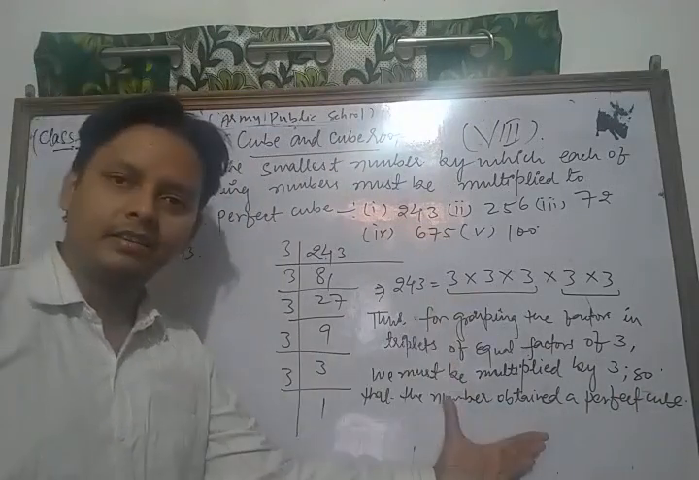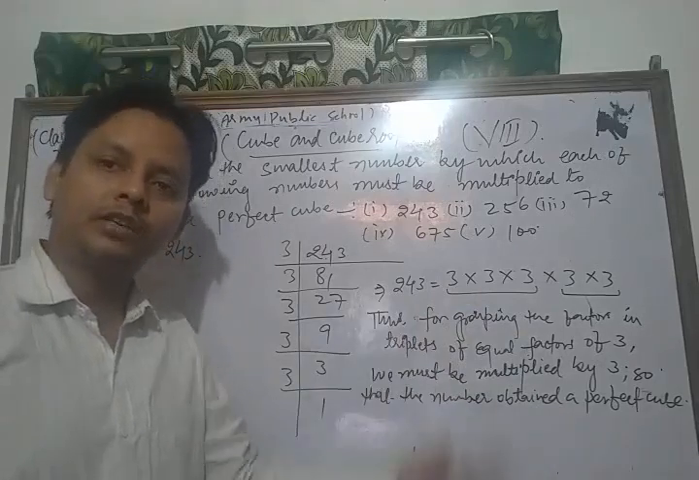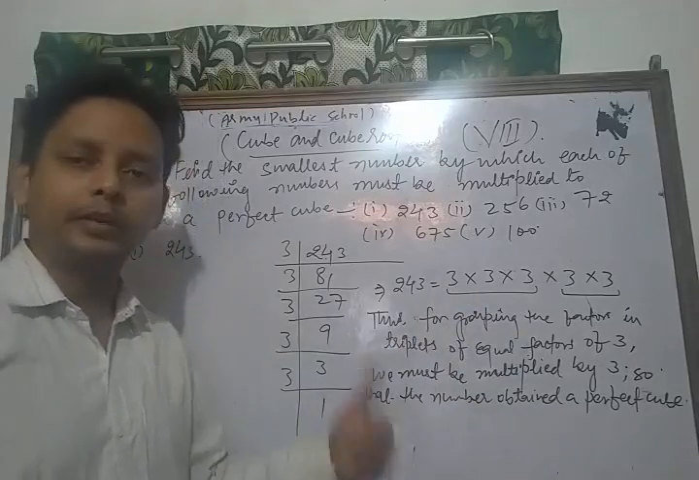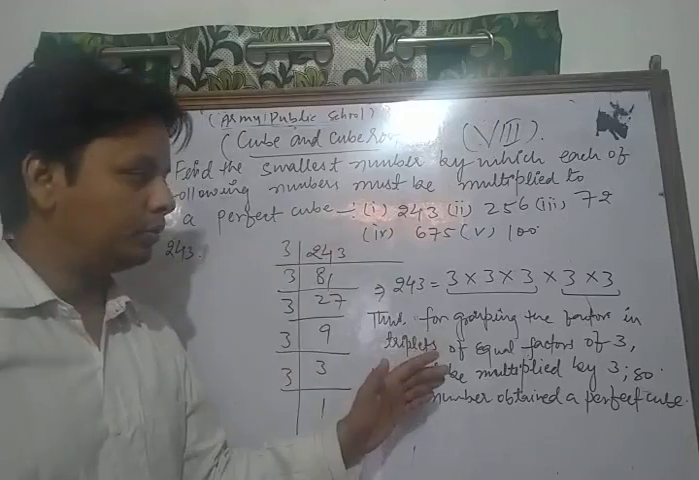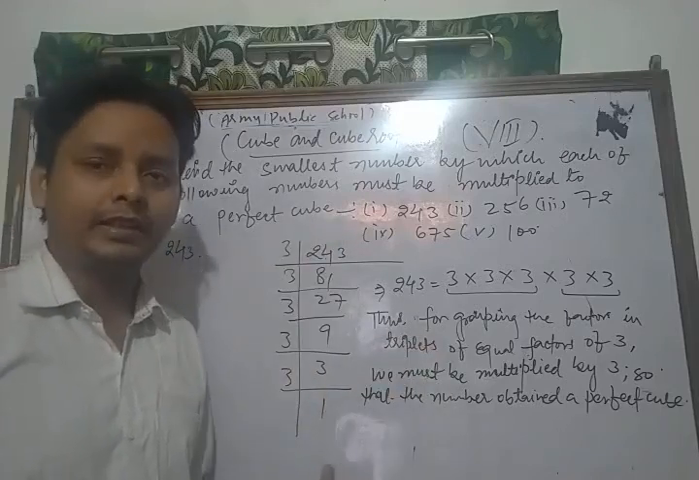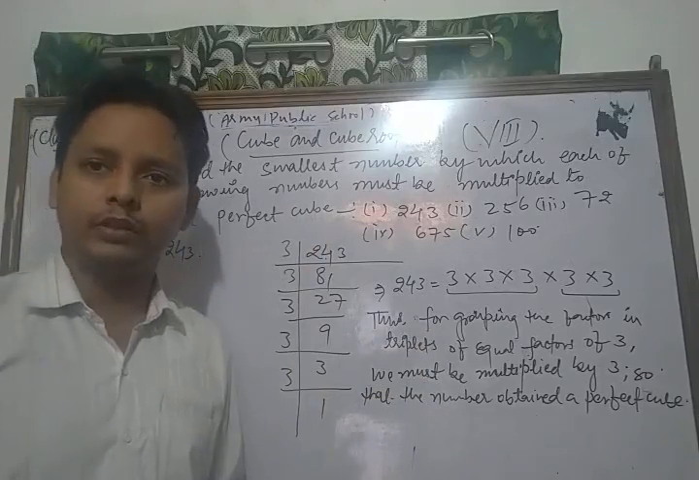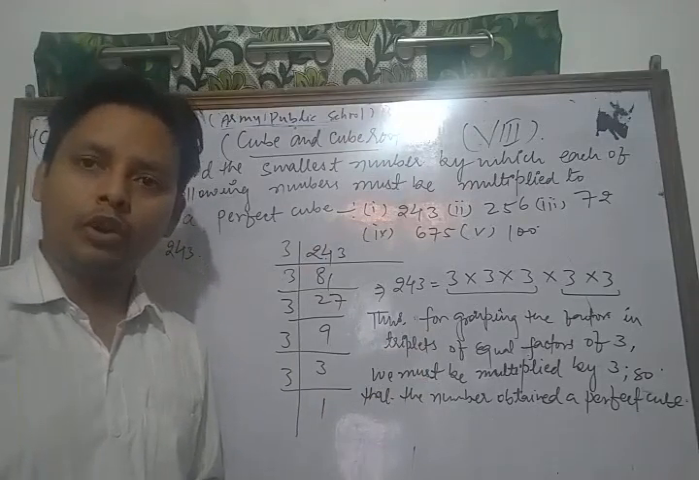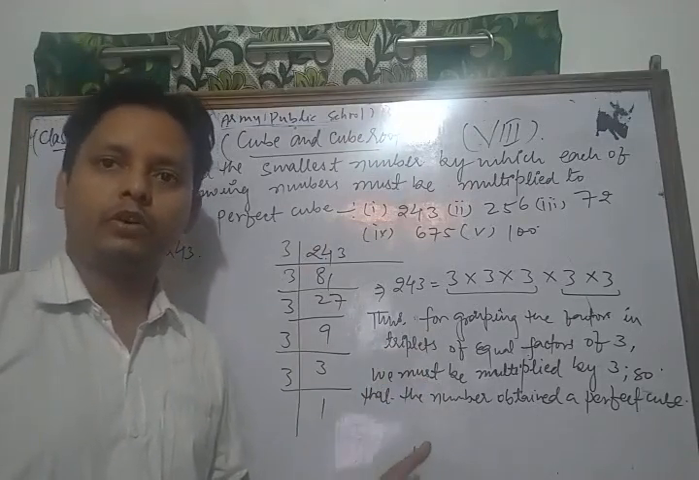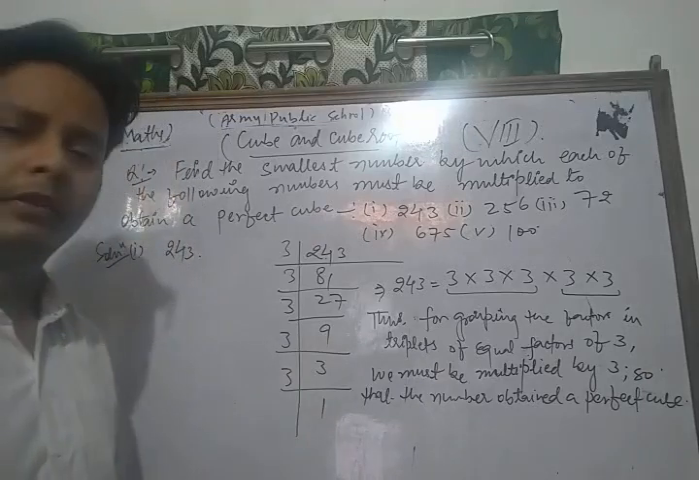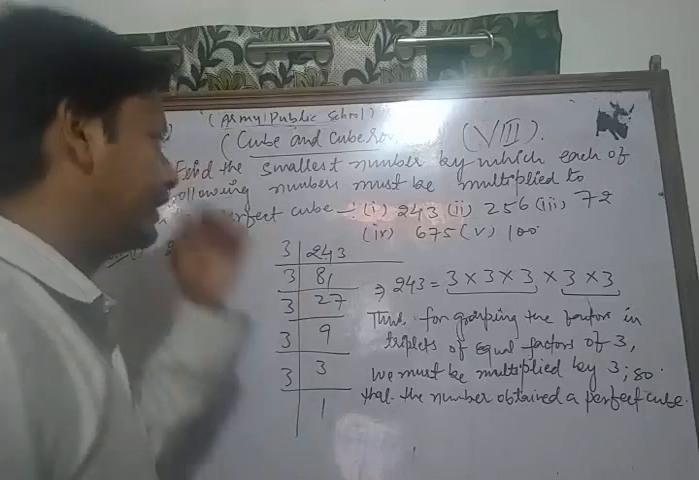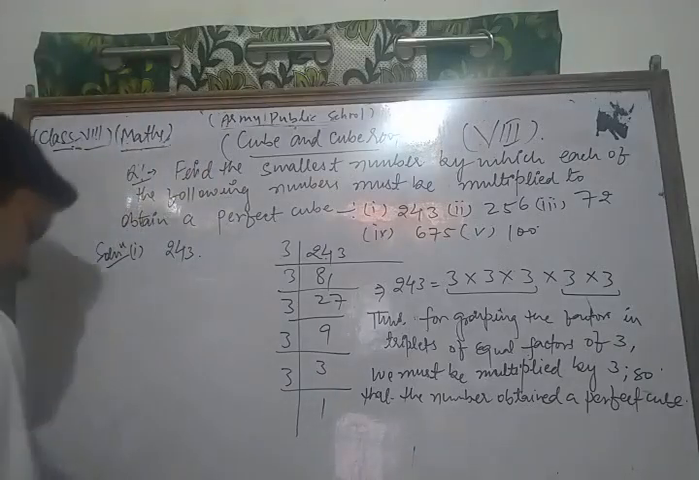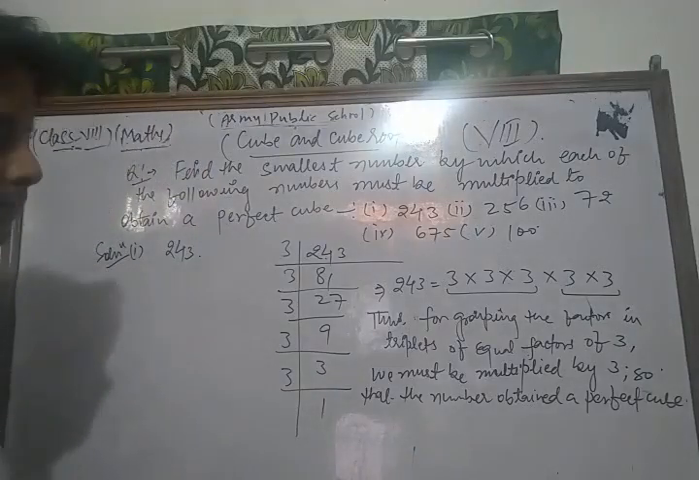You mention what number we must multiply to make the resulting number a perfect cube. For a perfect cube, first observe whether the factors are grouped in triplets of equal factors or not. If not, then we must multiply by a number to obtain the perfect cube. In this way you can solve this type of question. Now we solve the second part of this question.